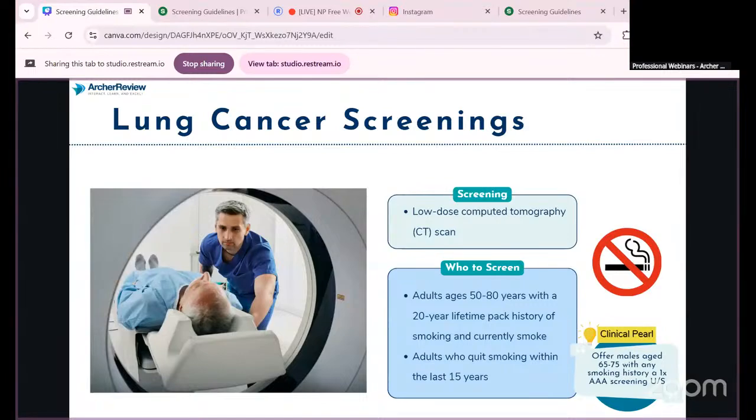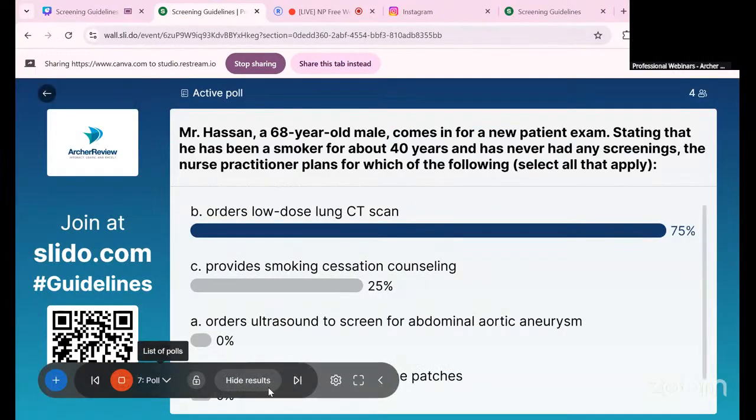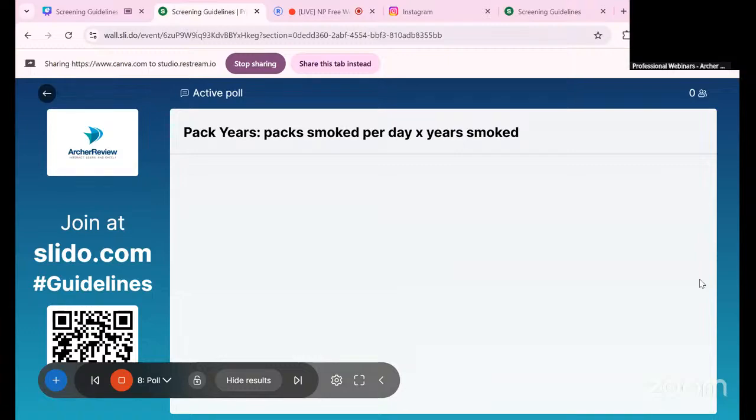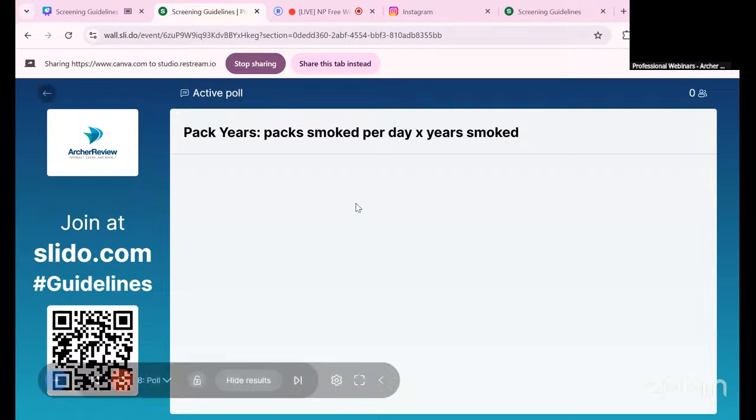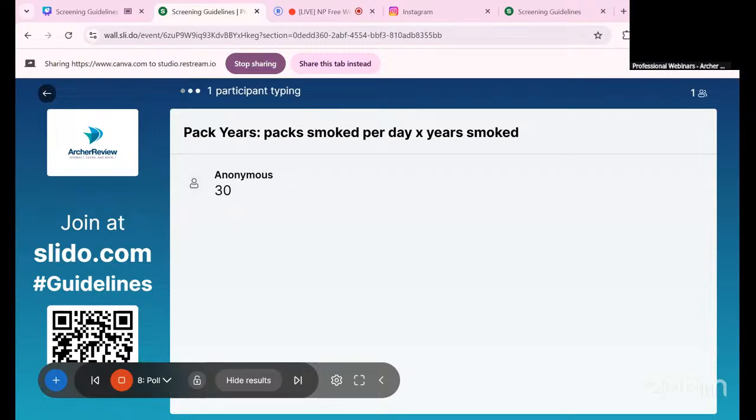So let me give you all an example, and we'll talk about it. This patient has smoked 2 packs per day times 15 years. So let's practice this, coming up with a pack history. Our patient has smoked 15 years, 2 packs per day. What is their pack year history? Again, we're going to multiply those two numbers together. And what are you all getting?